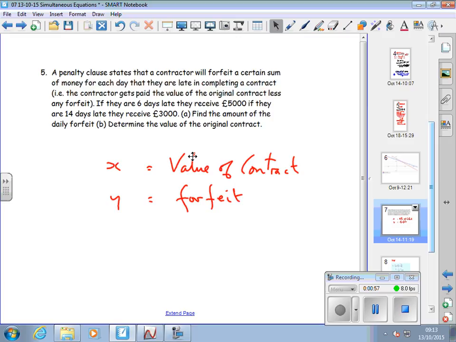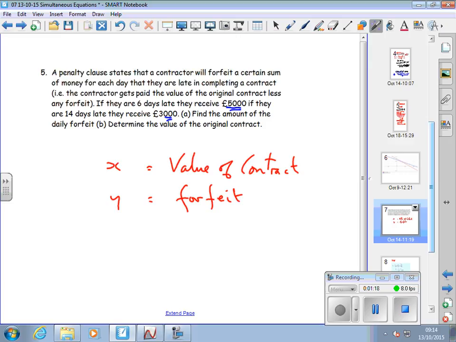So if we look at this, this is the key bit. And this, there are your 2 situations. If they're 6 days late, they receive 5,000. If they're 14 days late, they receive 3,000. Receive 3,000 and 5,000.